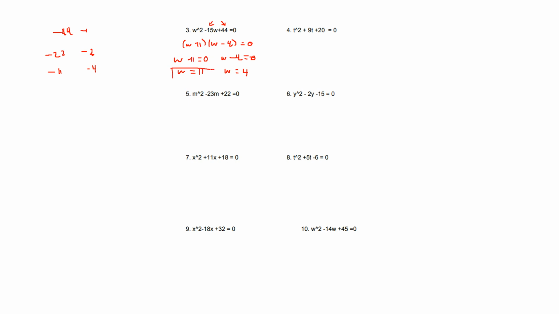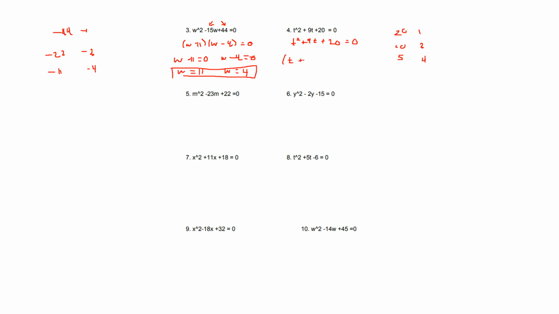Keep in mind, when we're doing this, we're using the zero product property to split it up. Number 4, we have t squared plus 9t plus 20 equals 0. So we're finding the factors of 20 that add up to 9. And factors of 20 are 1 and 20, 10 and 2, and 5 and 4. And 5 plus 4 is 9, so we could use that.